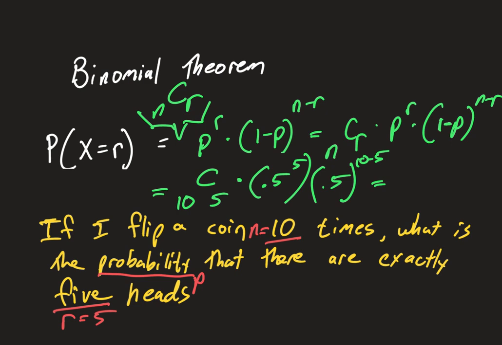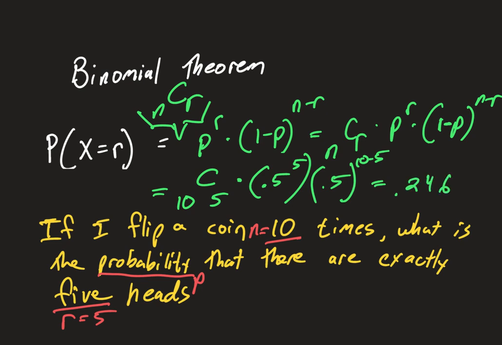As far as your final exam goes, that would be as much as I would expect you to set up and do, but not to actually calculate it out, because you probably don't have a calculator that can do that really well. I don't believe the standard cell phone calculator does combinations and permutations. But if you have a graphing calculator, it does. So if I do that, my final answer would be 0.246.